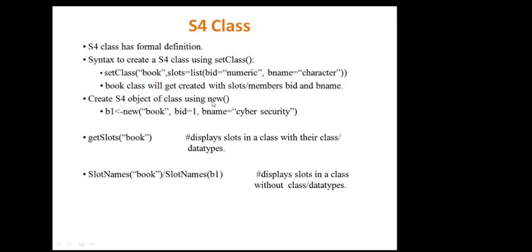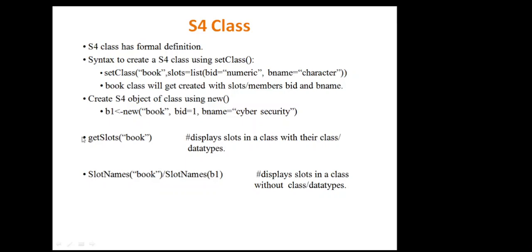Now let's see how to create an object of an S4 class. An object of an S4 class can be created by using the new function. So I am creating my new object B1. B1 equals new, and it receives as its first parameter the name of the class for which we want to create an object. So I want to create an object for the book class. Since this book class has two slots, BID and BName, after this we'll specify the values of book ID and book name. So this is how, by using the setClass function, we can create a new S4 class, and by using the new function we can create an S4 object.